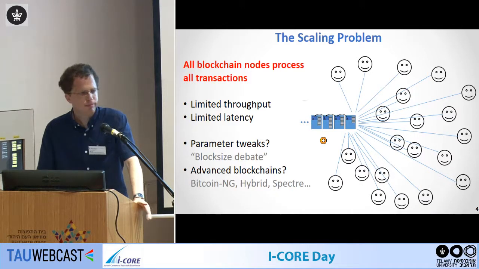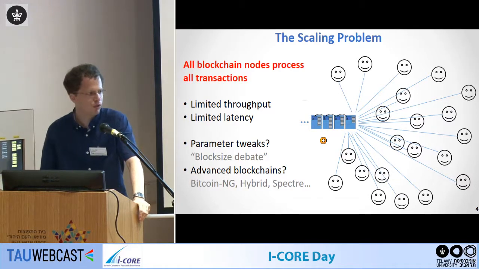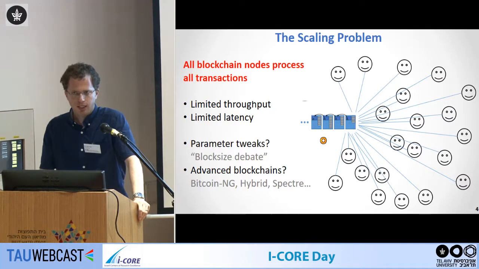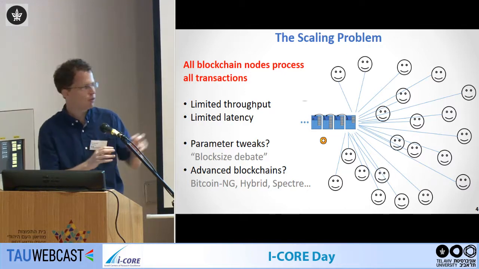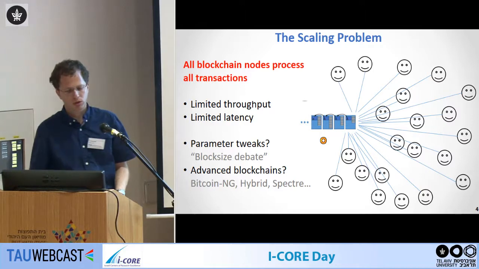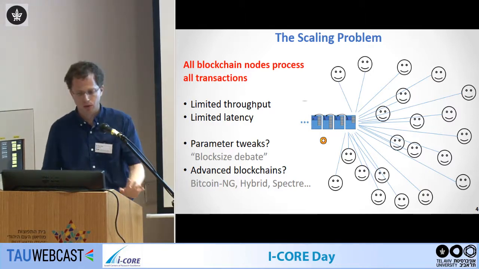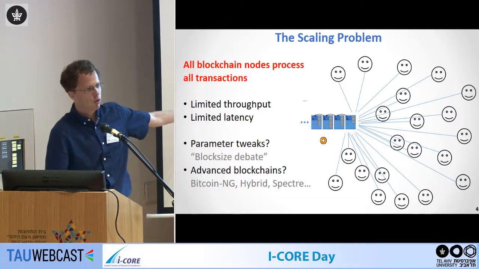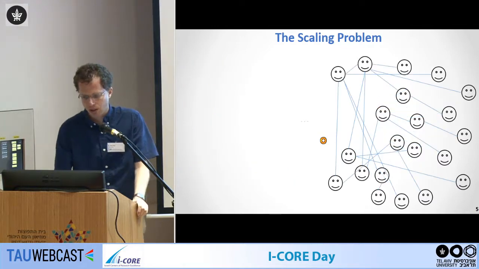There are two separate concerns. One is throughput, which is limited, and one is latency. It takes a long time until the block is confirmed. It is possible to improve things a little bit by tweaking the parameters of the underlying blockchain protocol, and it is possible to go a long way forward using advanced blockchains. We've done some work about that, and I'm not going to talk about that at all. Even with all of these, you still have an inherent limit. This is a choke point, a bottleneck.